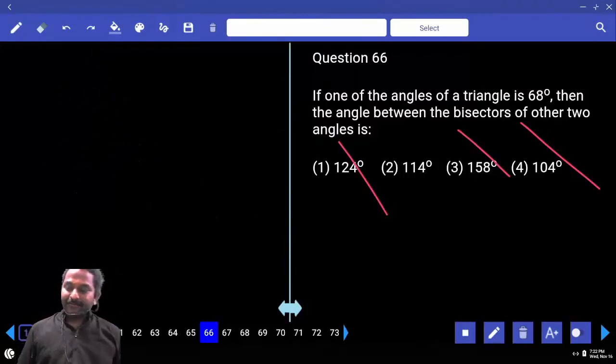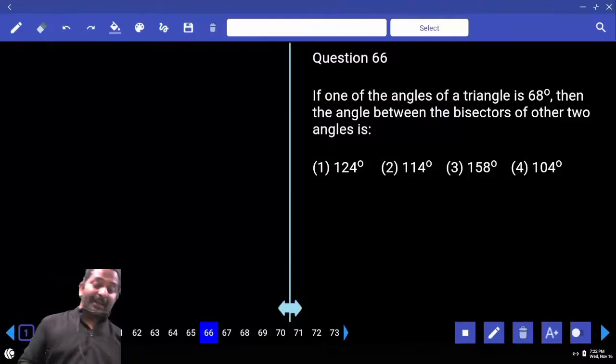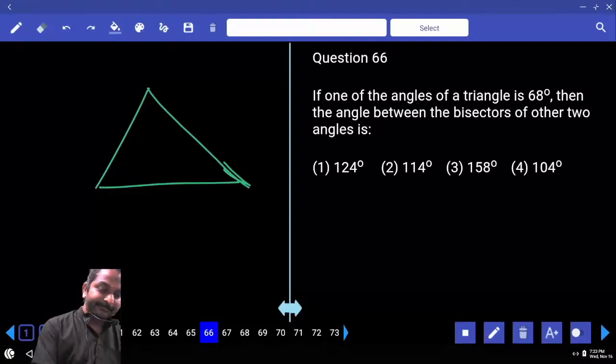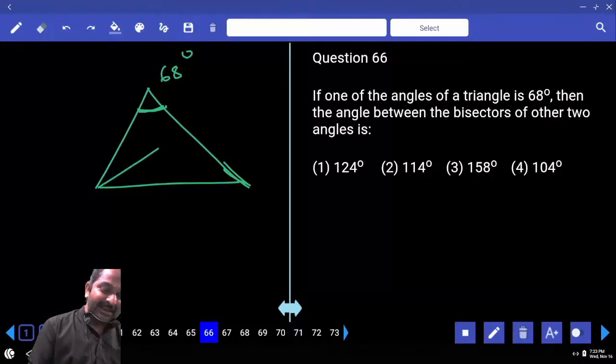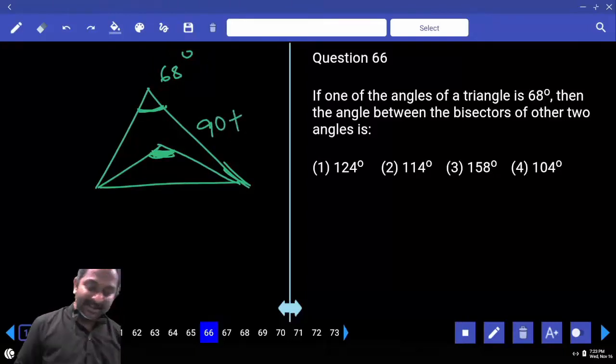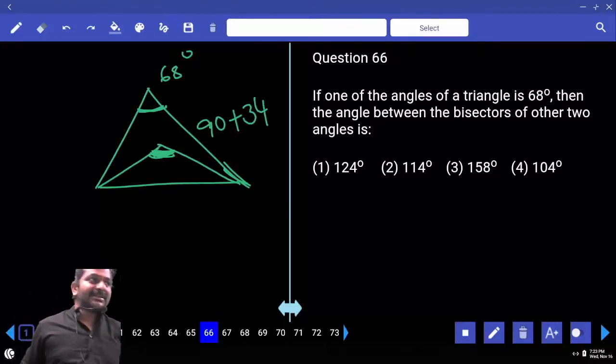If one of the angles of a triangle is 68, then the angle between the bisectors of the other two angles, the angular bisectors, they both meet at the incenter, right? How much is that? 90 plus half of the opposite angle. Half of 68 is 34. 90 plus 34 is 124. Yes.